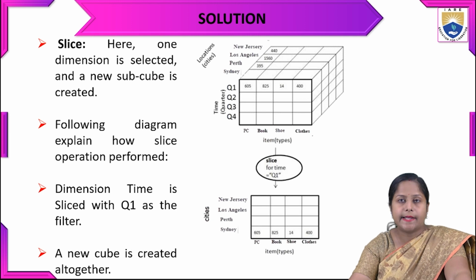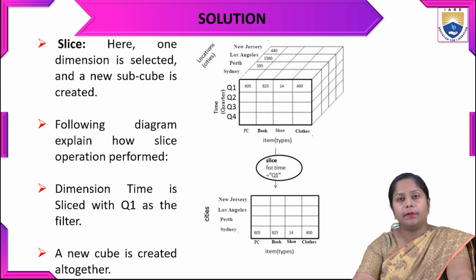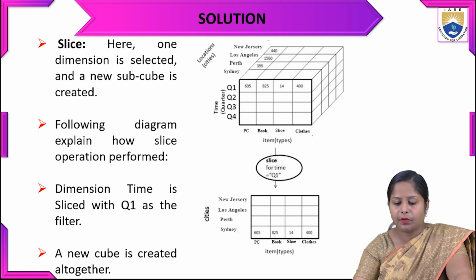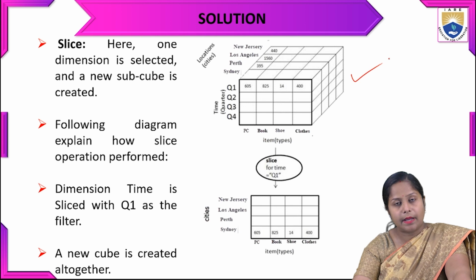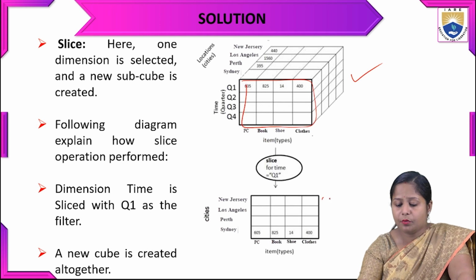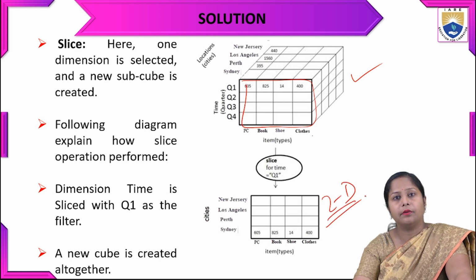Now we will take slicing. Here one dimension will be selected and a new subcube will be created. So that is a logical view of that subcube. This is a 3D view of that particular data cube, but we can take a slice of one dimension that will give the 2-dimension view of that particular slice.